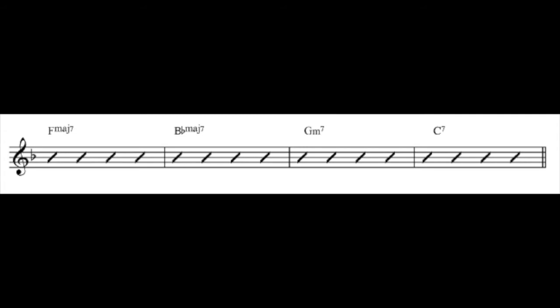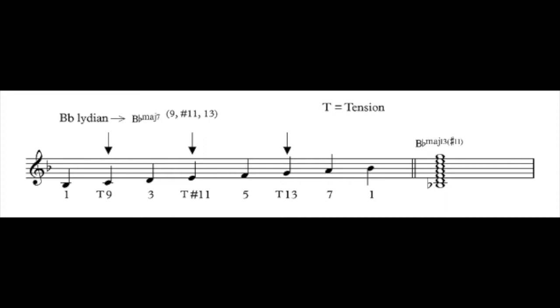So let's notate that scale. B flat Lydian has all the chord tones, so the root, the third, the fifth, and the major 7th. And it has the ninth as a tension, also the sharp 11, specific notes for the Lydian mode, and the 13th. So a Lydian mode is actually the only mode that does not have any avoid notes.